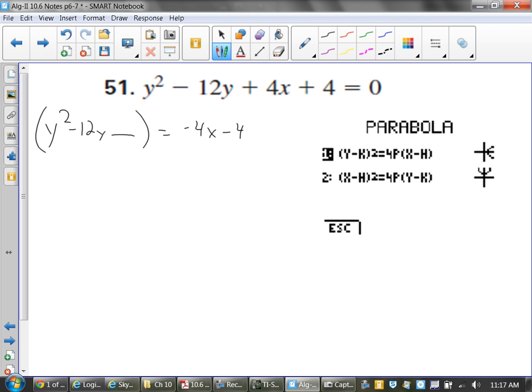Completing the square. Make sure that your a value is 1, which it is. And I take half of b. What's half of negative 12? Square it. I'm adding 36 to both sides. That meant that my term was the half of b.